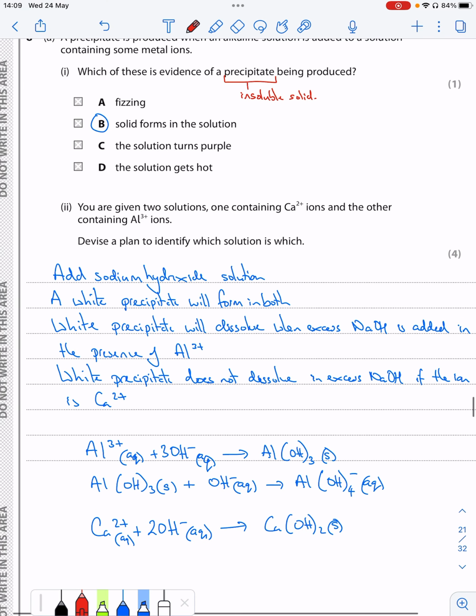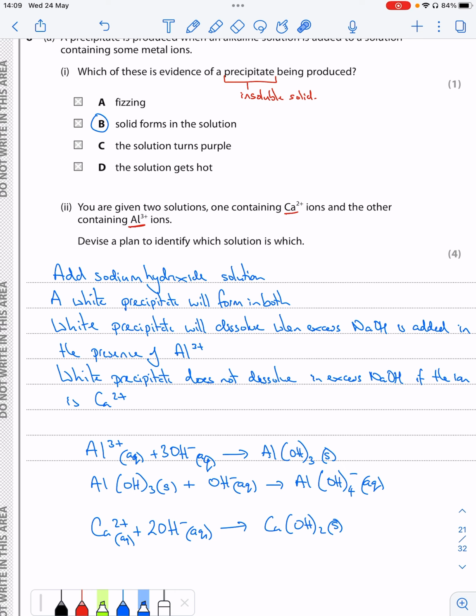This one's a great question because calcium ions and aluminium ions actually give the same result when you add sodium hydroxide. So we add sodium hydroxide to it. A white precipitate forms in both the calcium and aluminium ions. But here's the magic. The white precipitate will dissolve when you add an excess in the presence of the aluminium ions. If you add excess to the calcium ions, it does not dissolve. And that's how we distinguish the two.